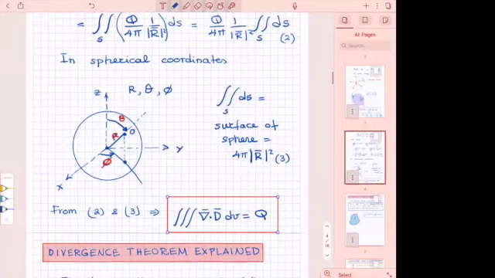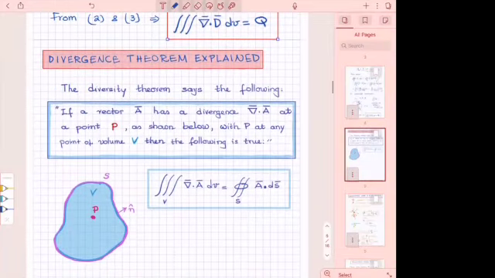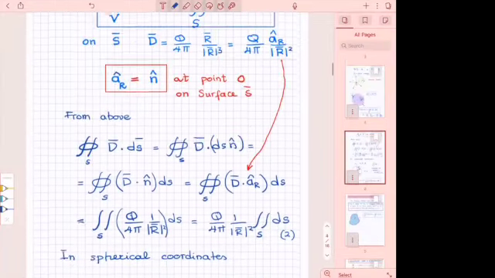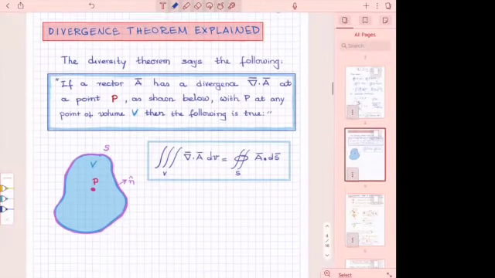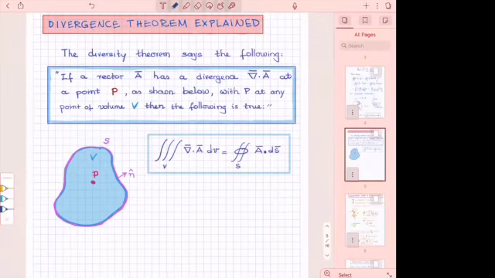All right, and in fact, so we proved it here. But here I just remind you the divergence theorem. It applies not to this original theorem, it applies to every volume. It applies to every source.